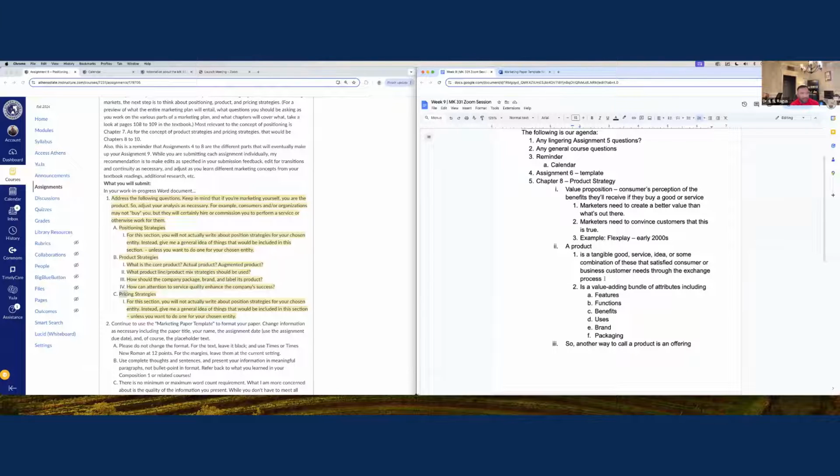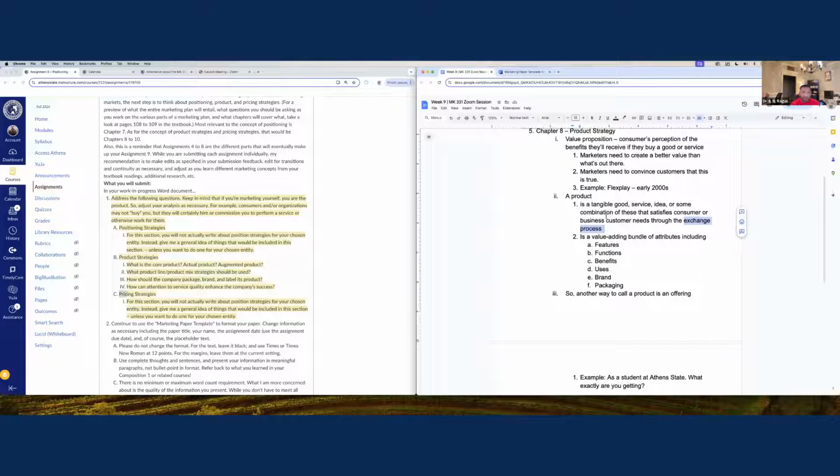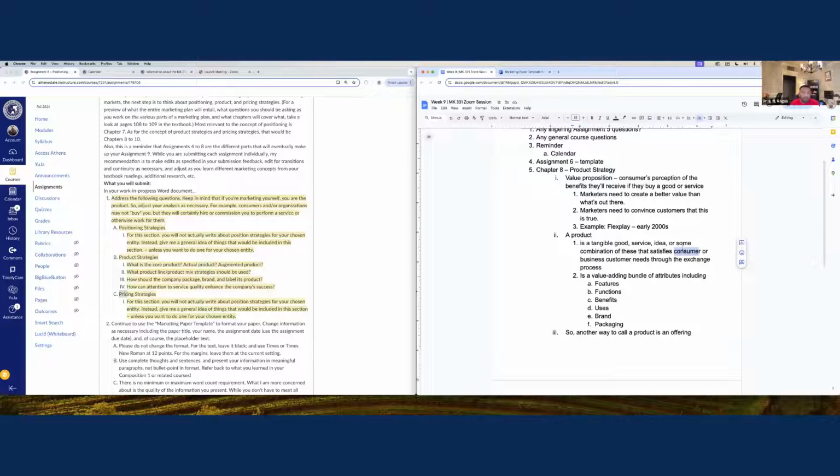So a product, okay, here we go. It's a tangible good, something that you can actually touch and feel, or it's a service, an idea, or some combination of these different things that satisfies consumer or business customer needs through the exchange process. So a business sells it and then a customer buys it. That's the exchange process there. And there's also that distinction that it could be for the consumer market or for businesses.